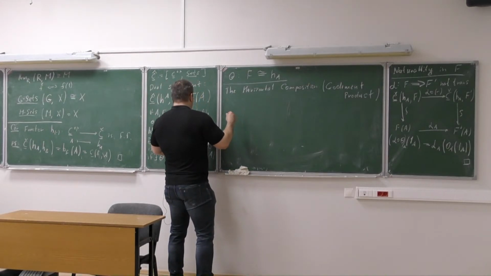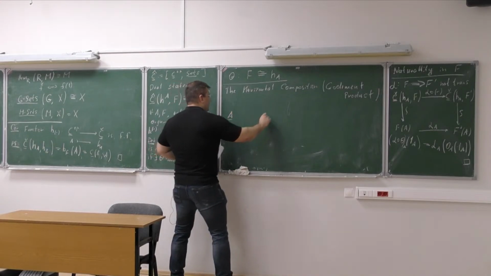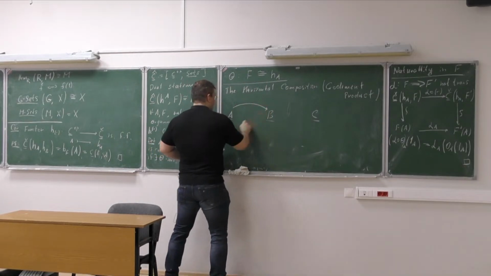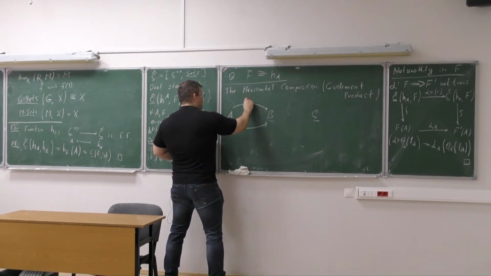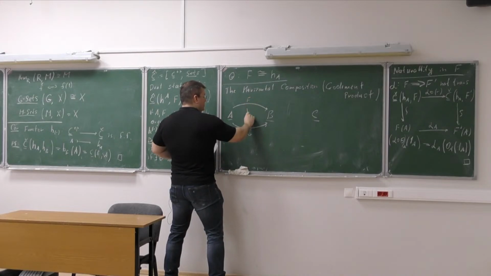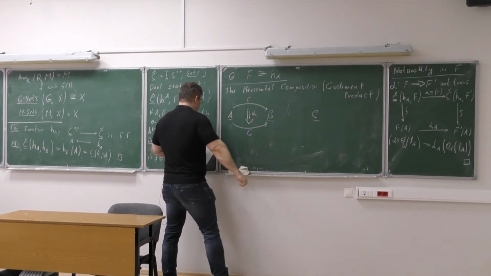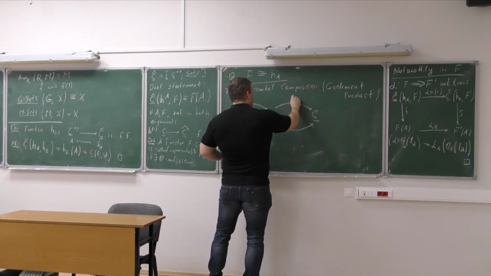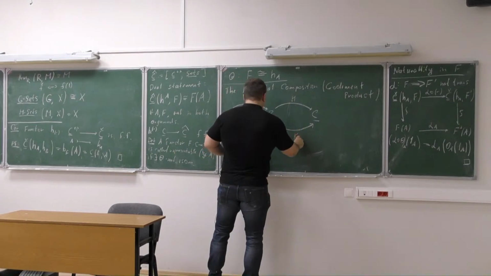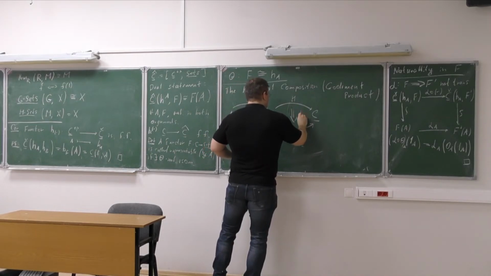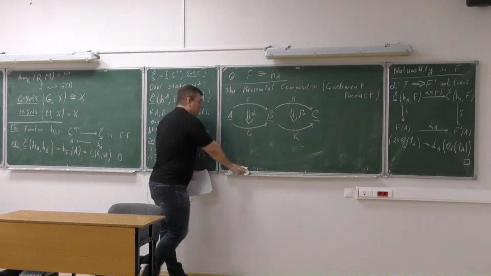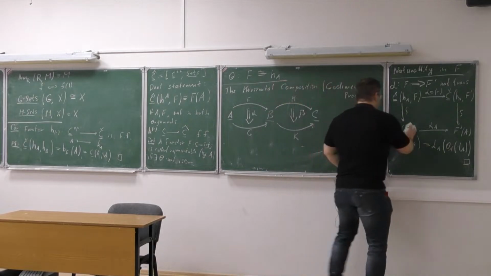Okay, so the situation is the following. We have three categories. Let me call them A, B, and C. And then I have functors. Here I'm going to call the functors F and G. Then there is a natural transformation alpha between these two functors. And for categories B and C, there is another pair of functors. I'm going to call them H and K, and there is a natural transformation beta. So this is the data that we consider: three categories, four functors, two natural transformations.